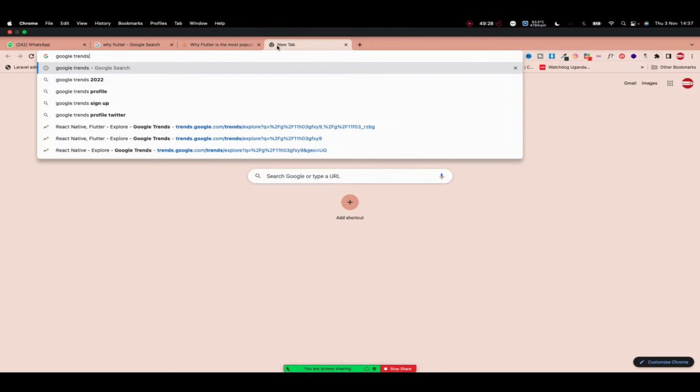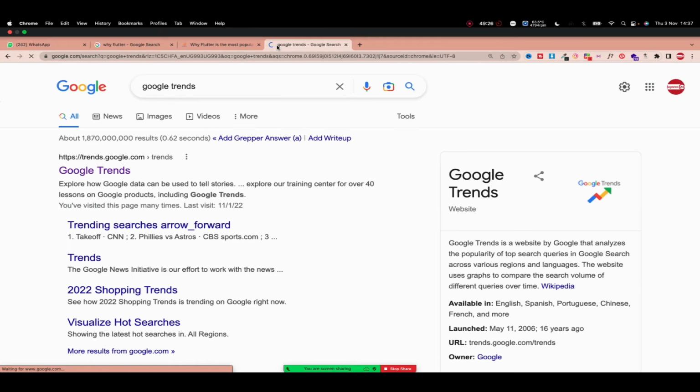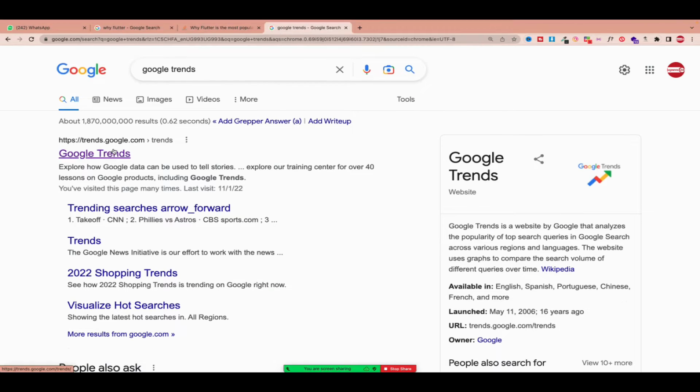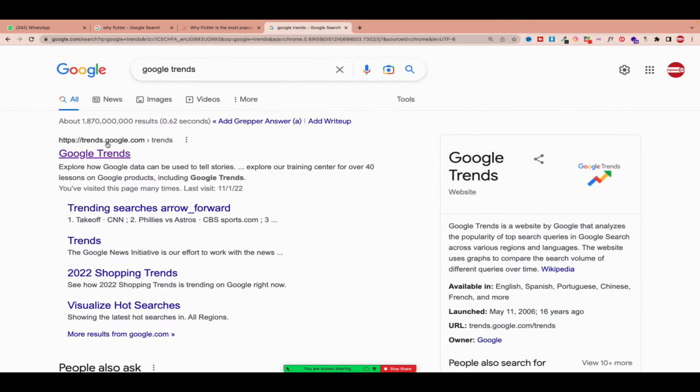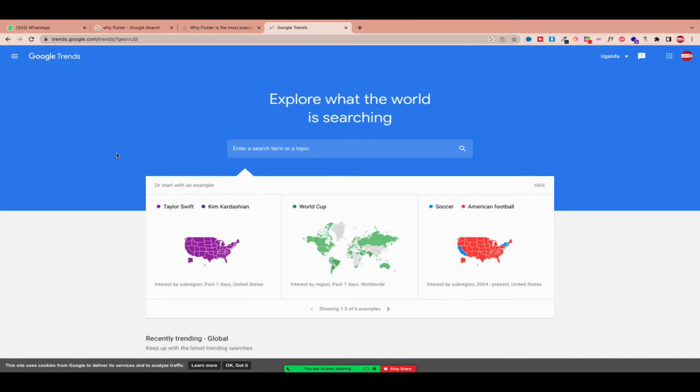Just search Google Trends like this. I hope you have somewhere to note. Don't just watch, because I expect you to be noting it. You're not wasting time. This Google Trends was invented in 2006 until now, so it has 16 years of recorded data. Based on this 16 years of information from the entire world, it can help you to make an informed decision. So I'll go to Google Trends. This is how it looks.